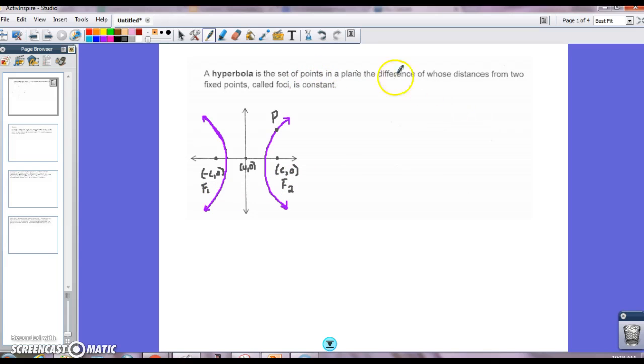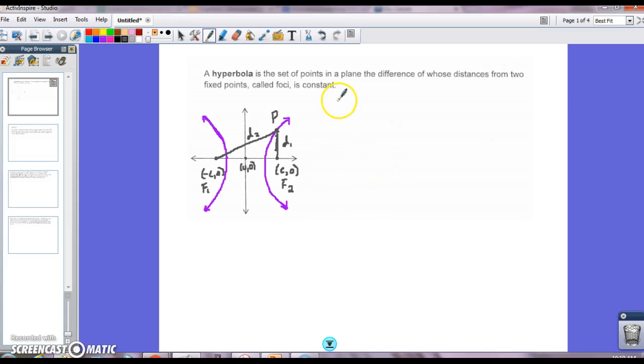What this definition is saying is that I can take the distance from that foci to this foci. If I call this D2, then I call this D1. It doesn't really matter which one you call which.